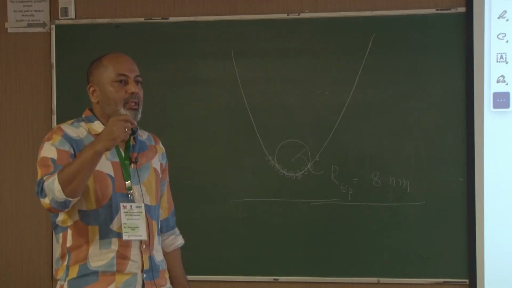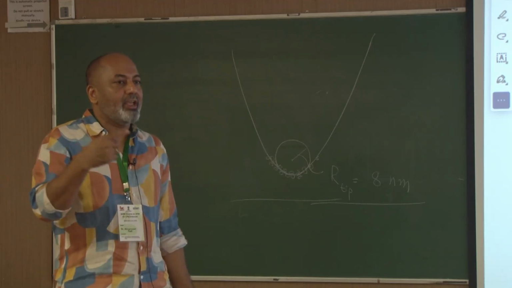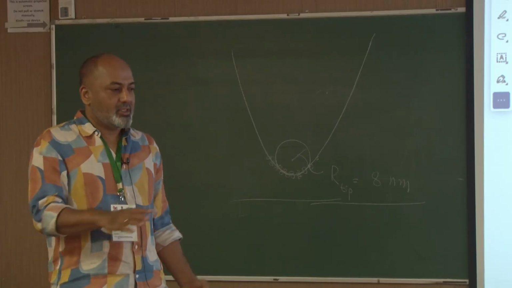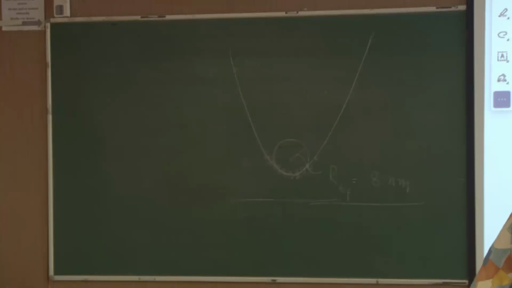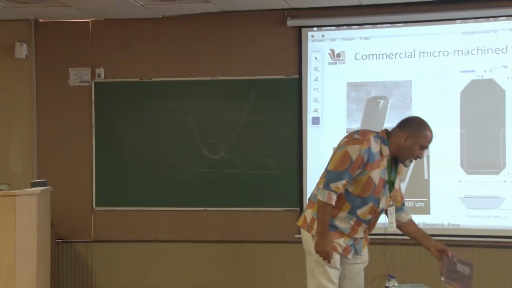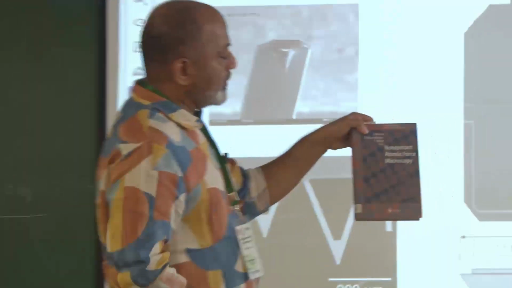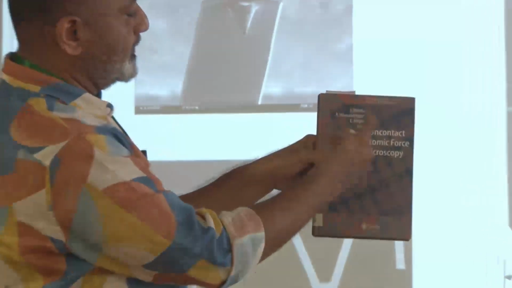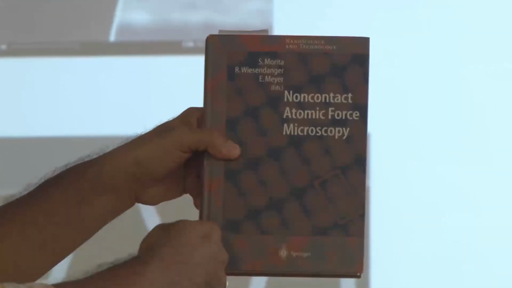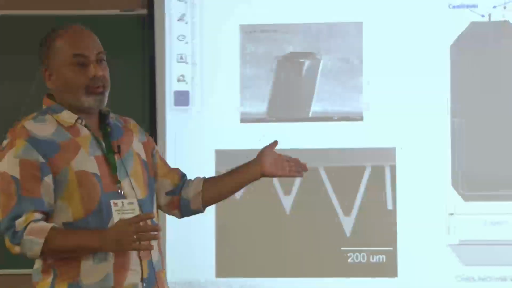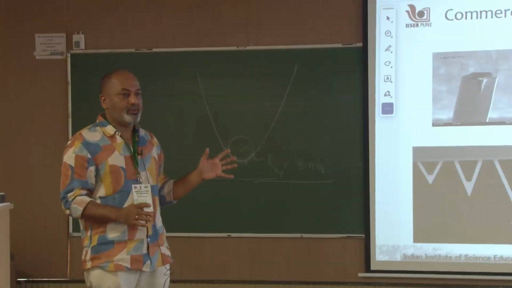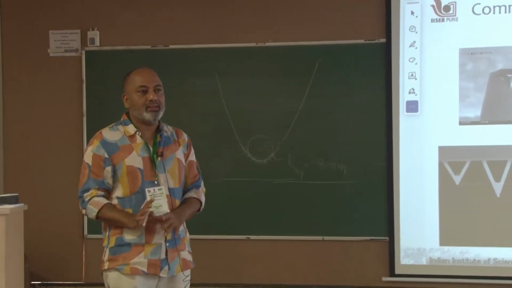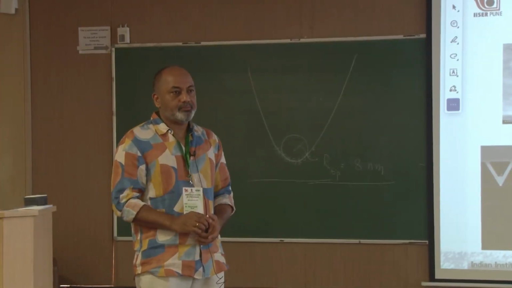But if you are really probing chemical potentials, we will come to that, and that is how AFM gives you atomic scale resolution, which is another topic. If you are interested, you can read this book called Non-Contact Atomic Force Microscope. It is papers put together, chapters put together. This branch of AFM deals with atomic scale resolution imaging. We are not going to focus on that in this course.